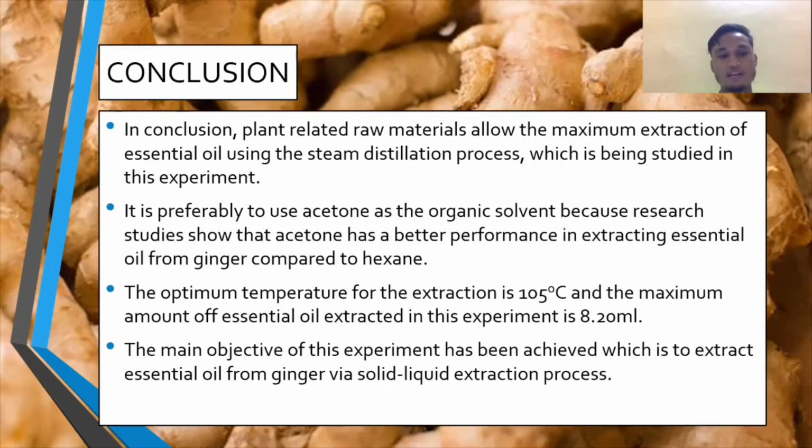Then the optimum temperature for the extraction of the ginger oil is about 105 degrees Celsius, and the maximum amount of essential oil that we collected is around 8.2 milliliters. So the main objective of this experiment has been achieved, which is to extract essential oil from ginger via the solid-liquid extraction process.